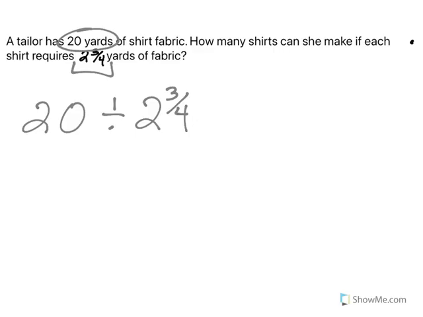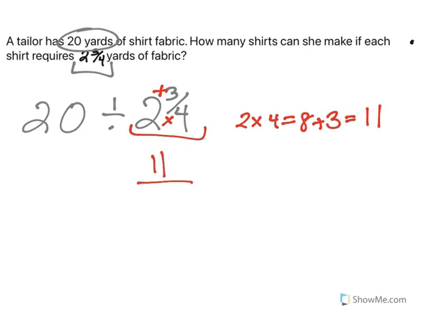Now, one thing to remember, if we are dividing by a mixed number, we need to first change that to an improper fraction. So remember, we're going to take the big number 2 times the denominator. So 2 times 4 is 8, and then we're going to add the numerator. So we end up with 11 over 4. The denominator stays the same. So I have 20 over 1. I'm going to turn 20 into a fraction. 20 over 1 divided by 11/4.